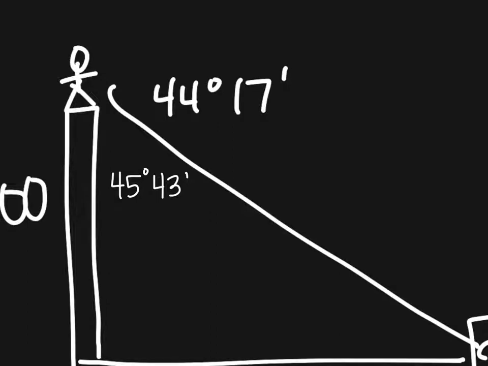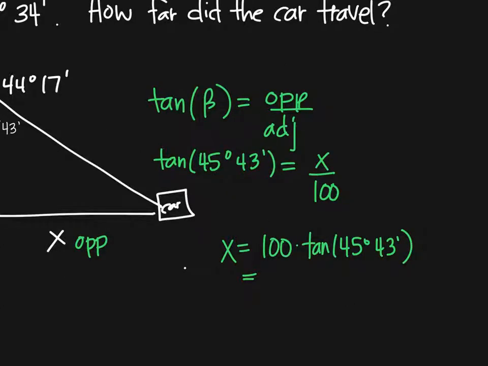If you are totally stumped and are having a hard time figuring that out, you can use your calculator to help you. Pause this. Okay, 100 tan 45 degrees 43 minutes. 102.533.